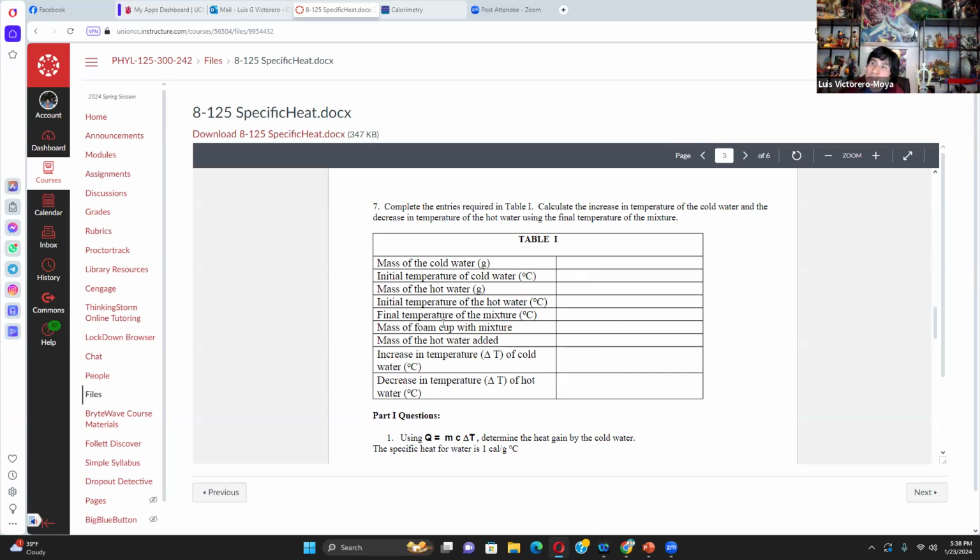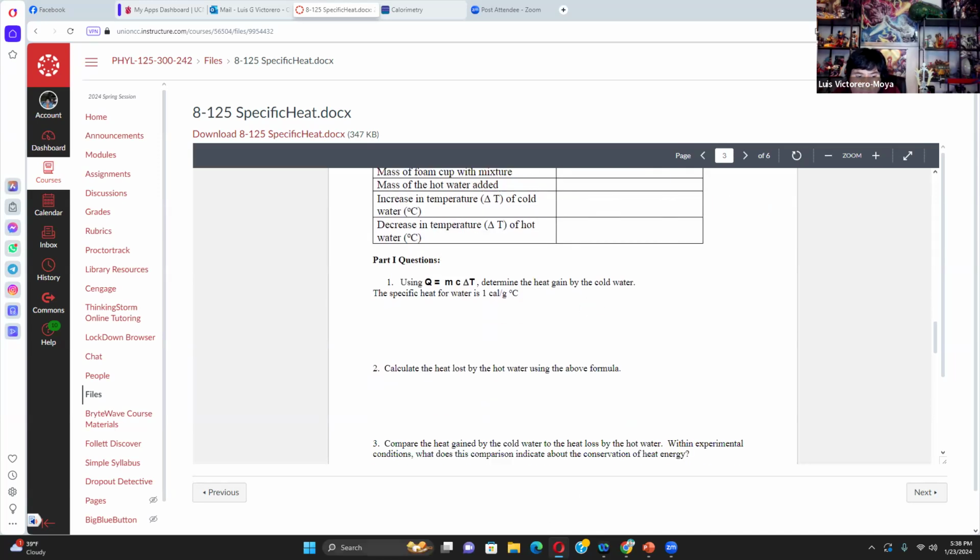If you were doing a lab in person, you have to worry about the container. But as you can see in this lab, they don't worry about it. The mass of the hot water added is basically the same as this. The increase in temperature, the decrease in temperature, you just have to see the figures in the experiment. And then you're going to use the equation here.